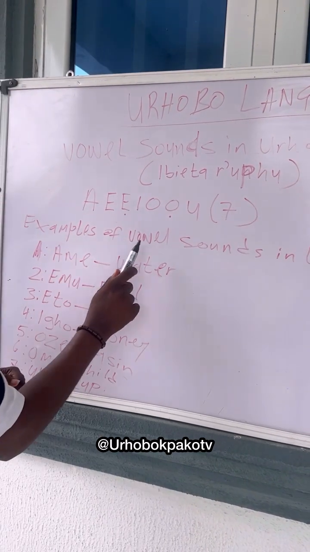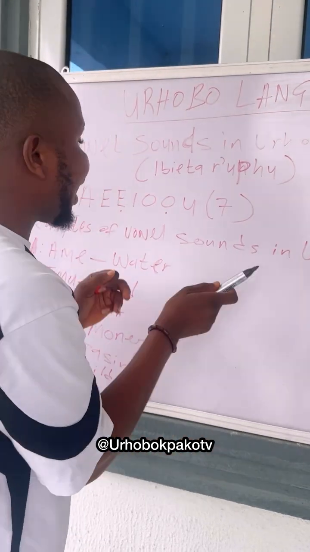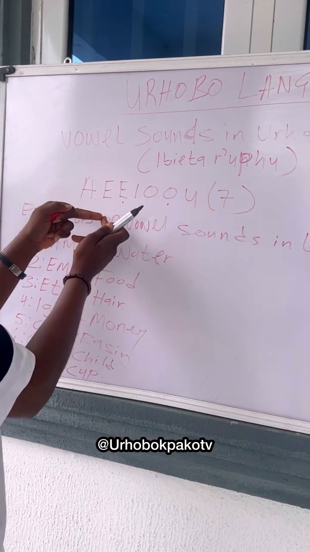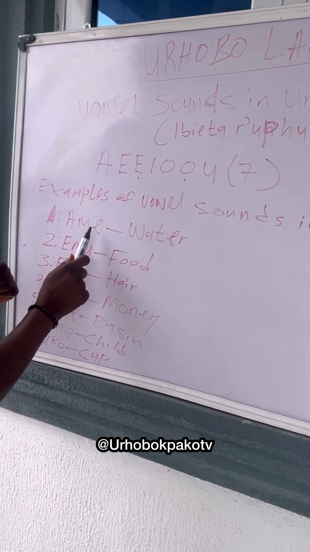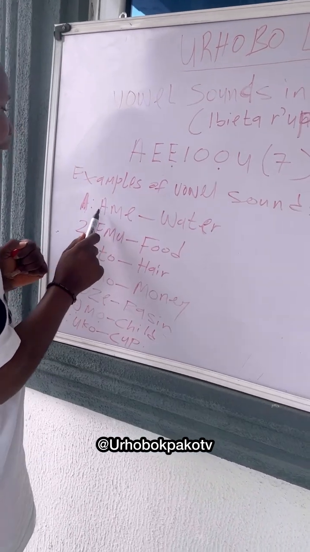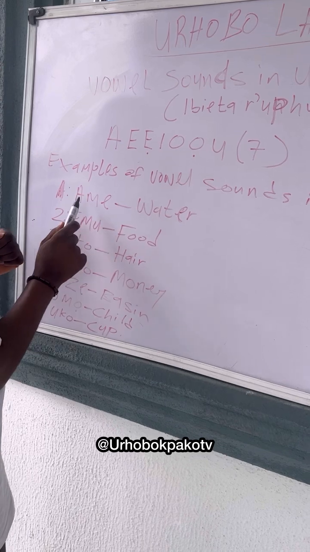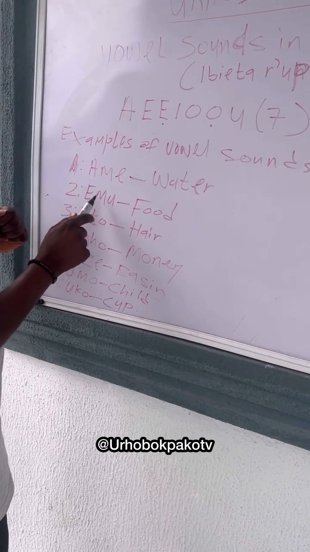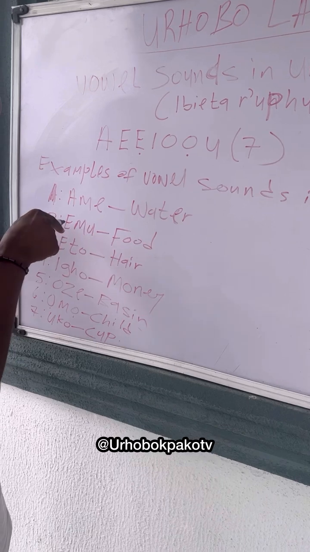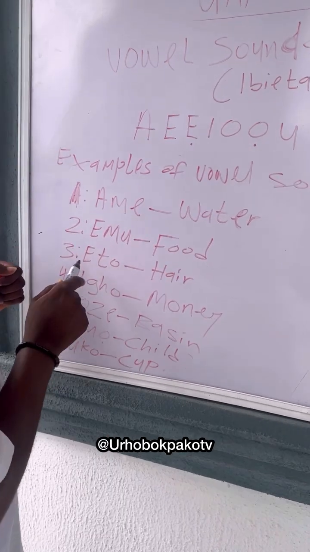Then examples of vowel sound in Urhobo. Now let's make examples with these 7 letters that are here. 1. Ame, water. Emu, food.